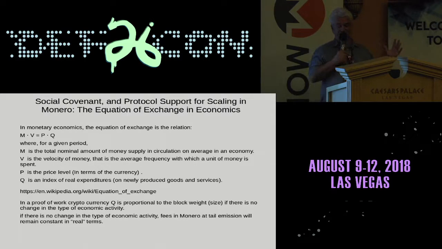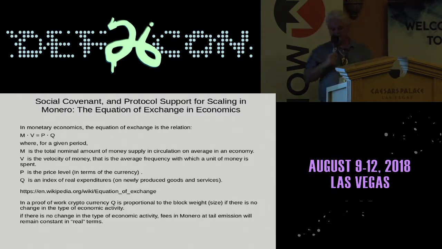Because M doesn't change, it's set by protocol. V hasn't changed because you haven't changed the nature of the economy. You just make the economy larger. And in fact, from a theoretical point of view, if you're looking at it from the perspective of a speculator or an investor, you ask the question, okay, I want to buy this because I expect this future increase in Q in the future, and therefore a decrease in P.